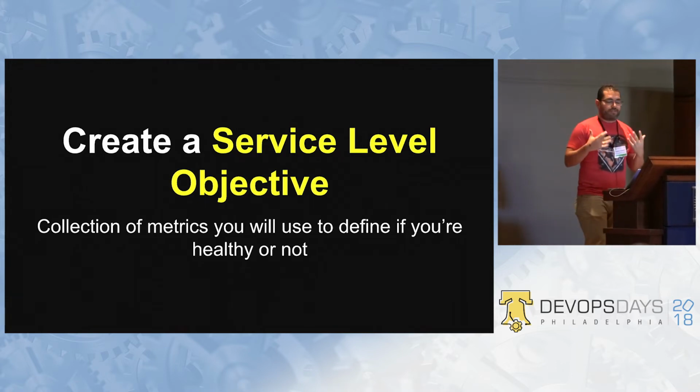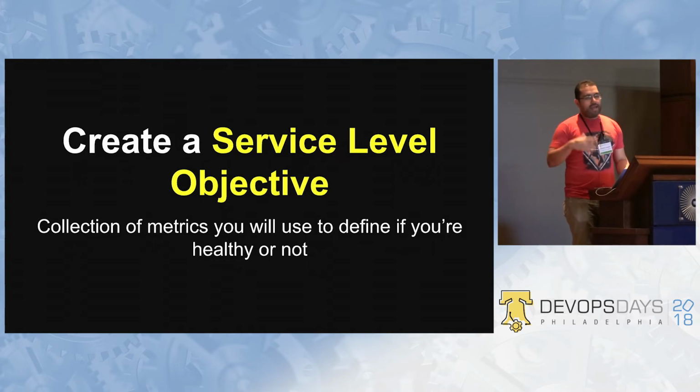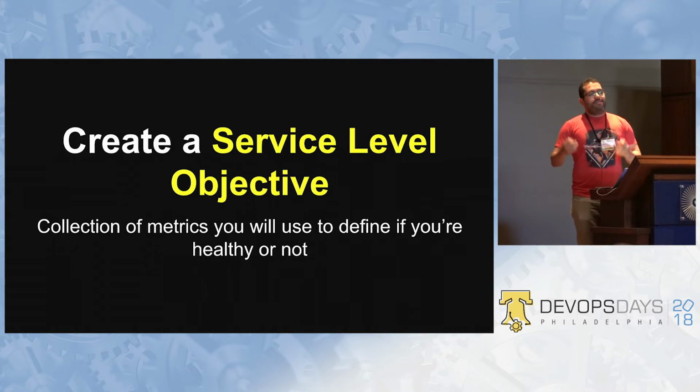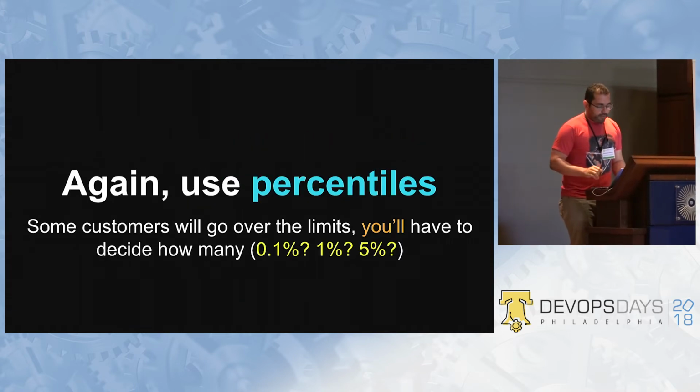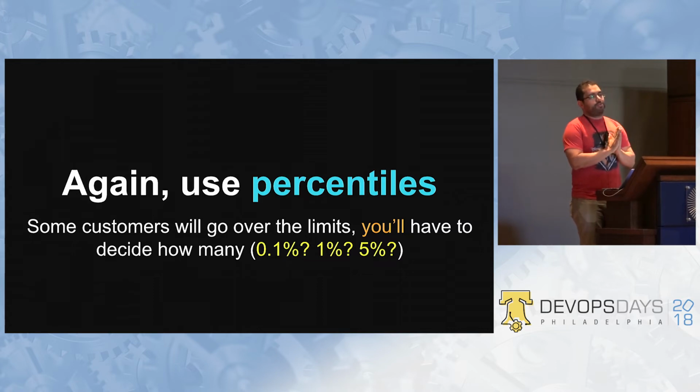You need a collection of metrics that's going to define if your service is healthy or not. When defining these metrics, you should look from a customer perspective: what does it matter for the customer, and use this to provide the service level objective for your application. And use percentiles, again, for this, please. Do not go for averages. Make sure you're making use of percentiles.